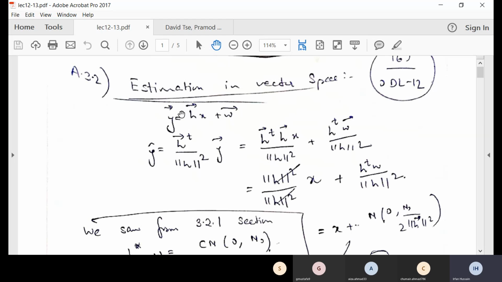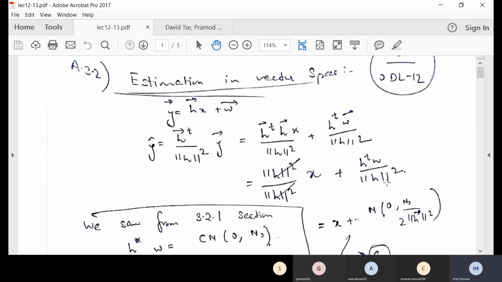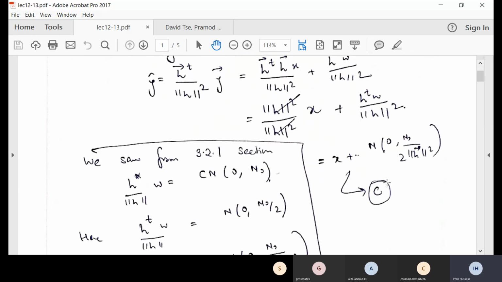So HTH, now y is this thing. For the value of y, HTH will become h mod square, and h mod square will cancel. This will be HTW over h mod square. Now you can remember what happened in section 3.2.1, once we had the same noise. There this noise was CN0, a complex Gaussian random variable. So it was not N0 by 2 but N0. And once we did that, and this mathematics has been done in the previous notes, you could see finally it came out to be CN0.